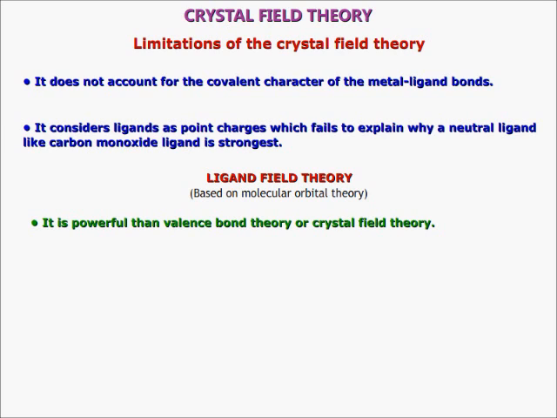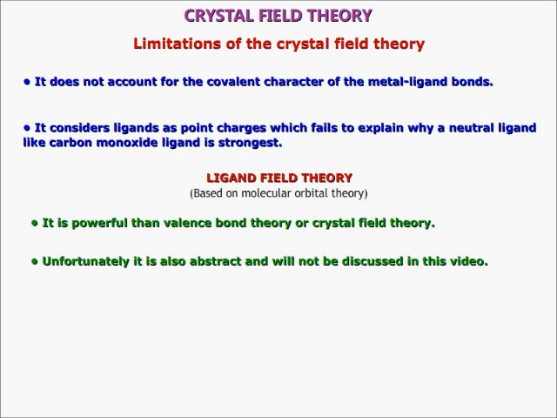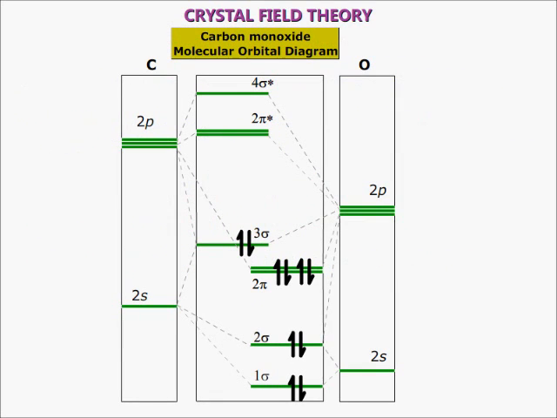The ligand field theory was found better than either the valence bond theory or the crystal field theory. Unfortunately, it is also abstract and will not be discussed in this video. But at least I will discuss the carbon monoxide ligand strength. The molecular orbital diagram of the carbon monoxide ligand is as follows.